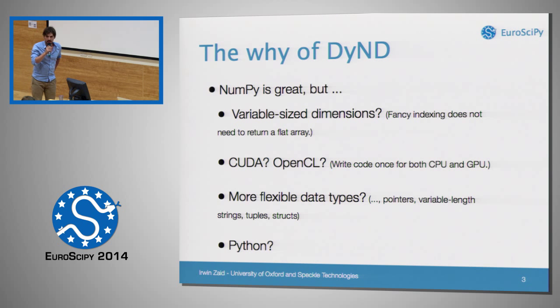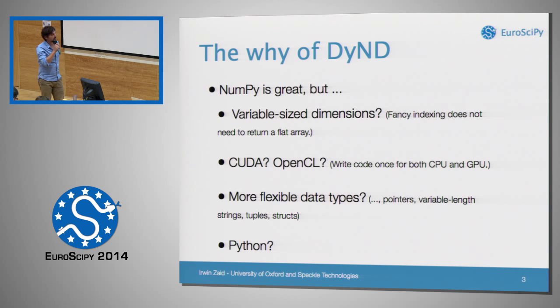For instance, in some cases, you might want variable size dimensions. So in NumPy, if you use fancy indexing, sometimes you get a flat array returned. But that doesn't need to be the case. One could have a dimension with a variable size. I think a lot of people want CUDA and OpenCL support. There are solutions like PyCUDA and PyOpenCL, but there's no reason why we should have two different objects for an array. Why not just have one with memory located in different places?